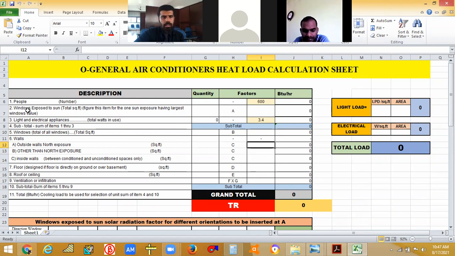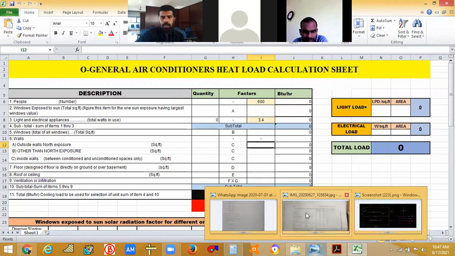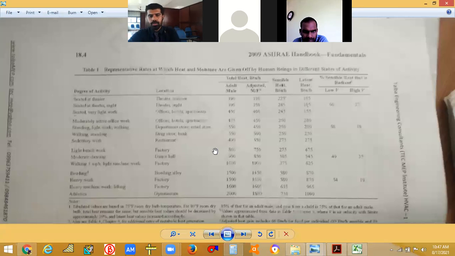We know that it is 900 feet square. So it is asked, first, they have asked about the people. People means the number of people. So we are going to see what is the number of people in a lecture classroom. Okay, so we have a tabular column. I'll show you.